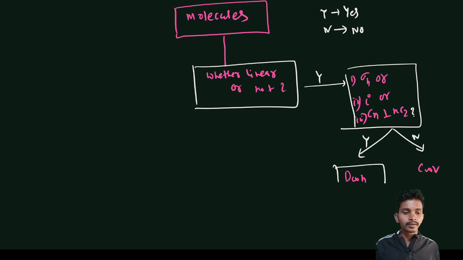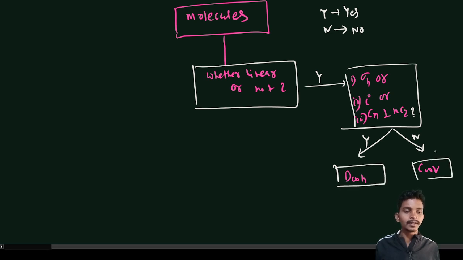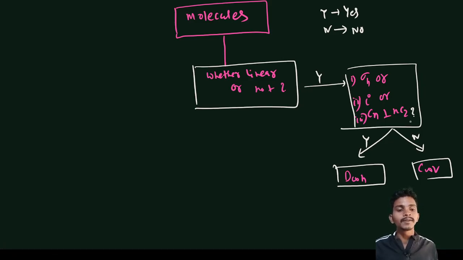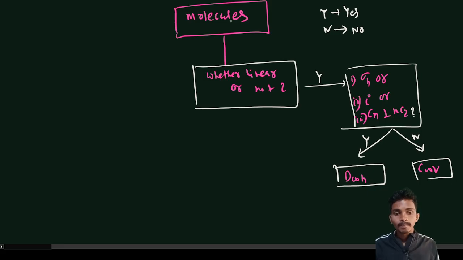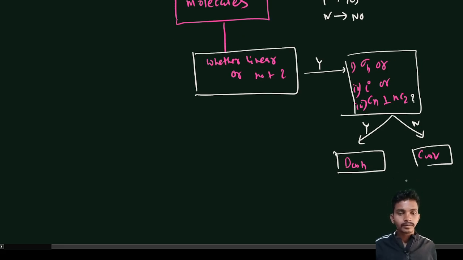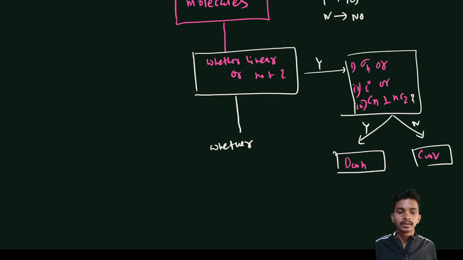Because we know that C infinity v has no i, no sigma h, and no Cn perpendicular to nC2. These things are not present in C infinity v, while with D infinity h, these things are present. Now I am going to look at another thing. If the answer is no, after that I will ask one more question.